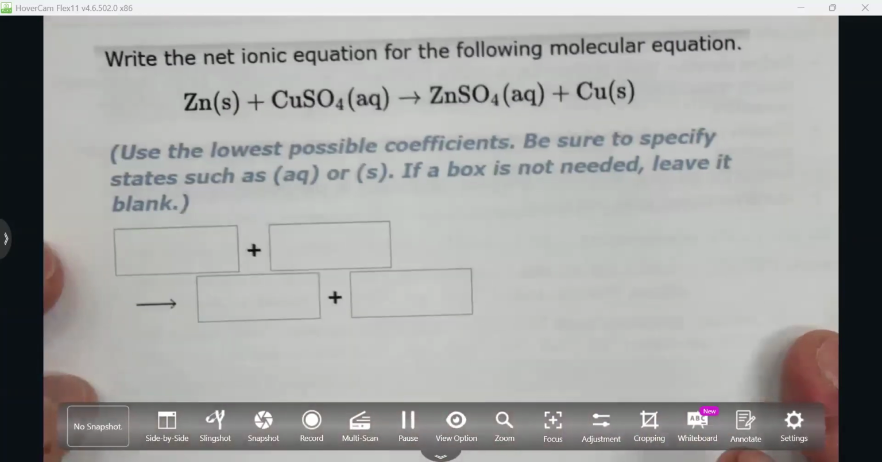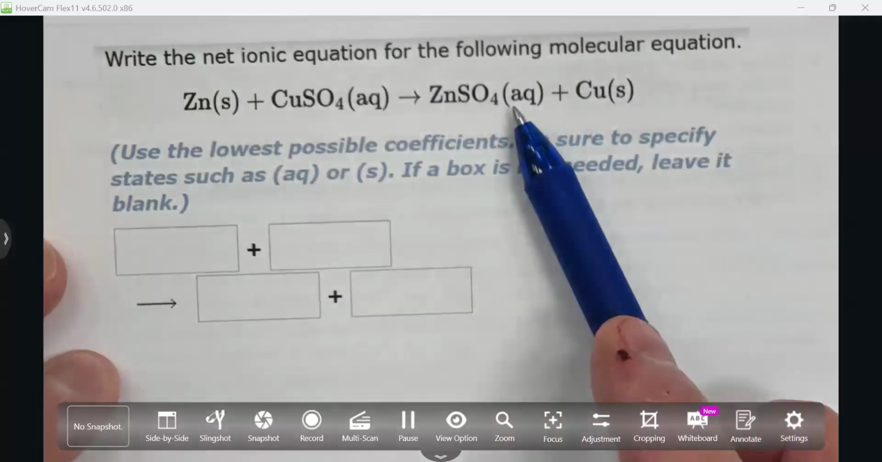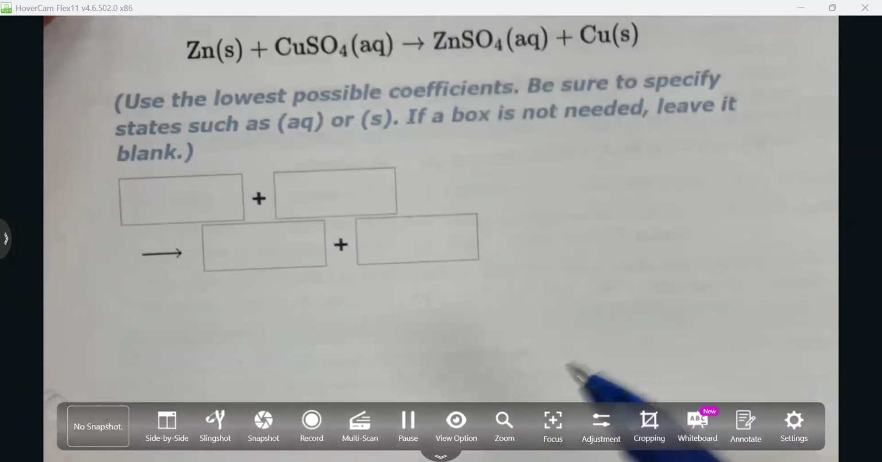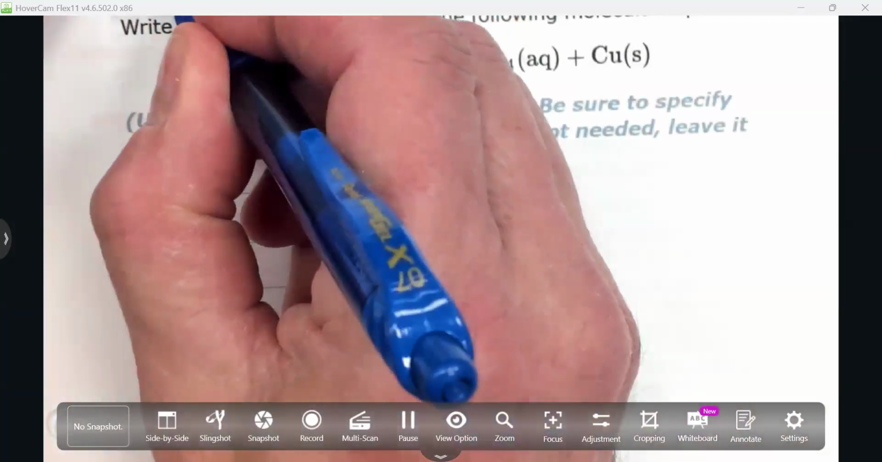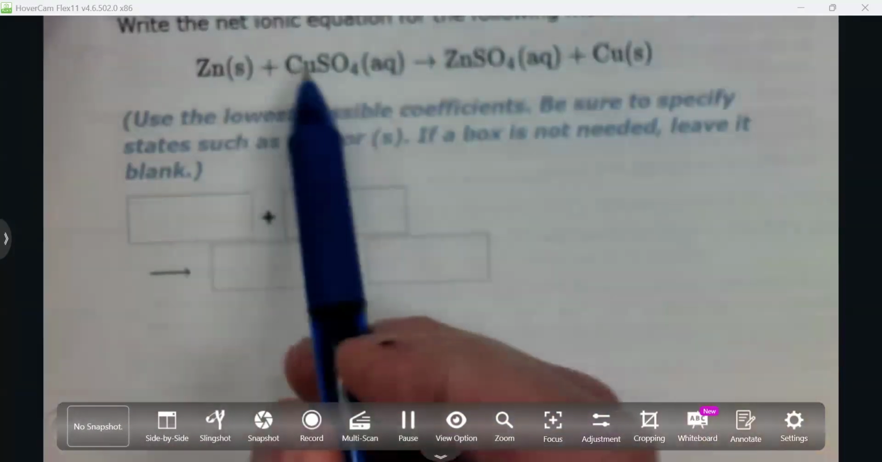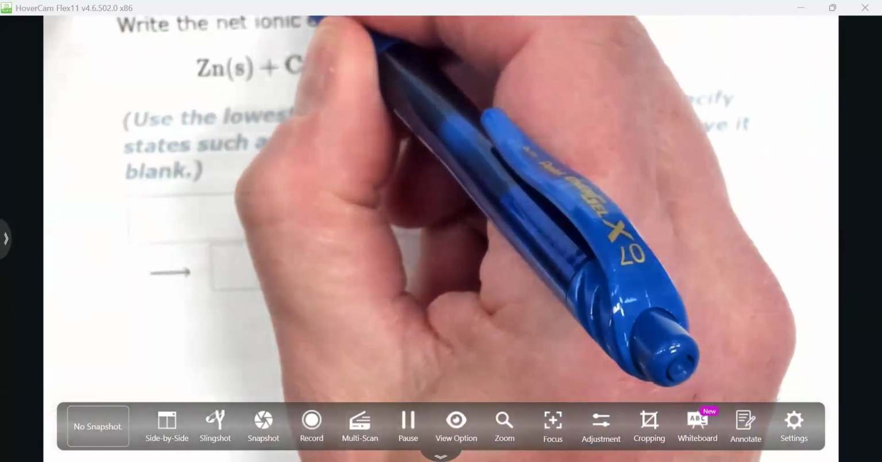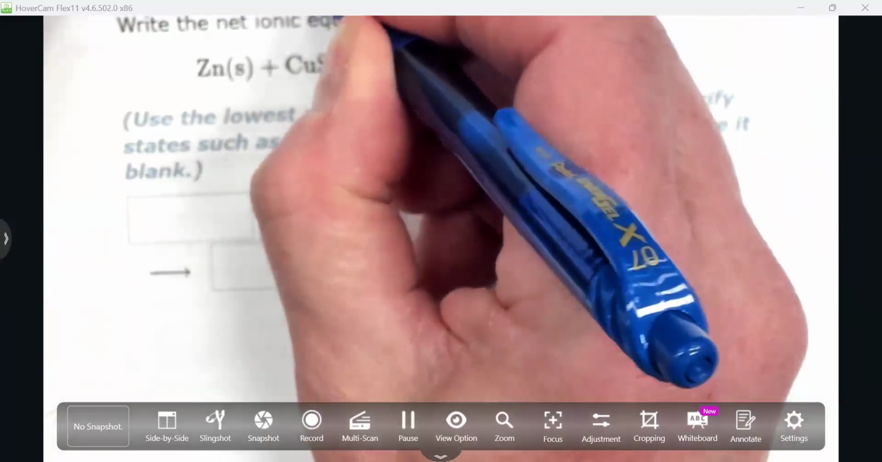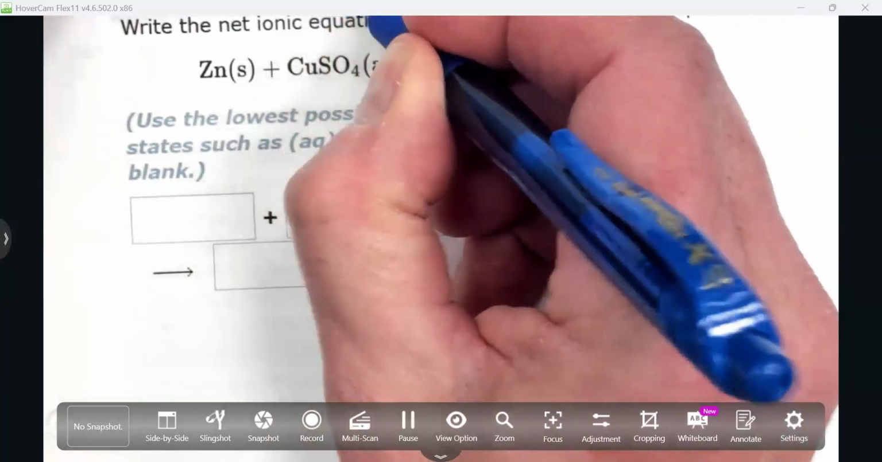So here's an example. Anything that's aqueous, we're going to split it up. Okay. So if we come, well, we'll do it right here. So we're going to leave zinc solid together. Copper 2 sulfate, we're going to split up and do Cu 2 plus aqueous.